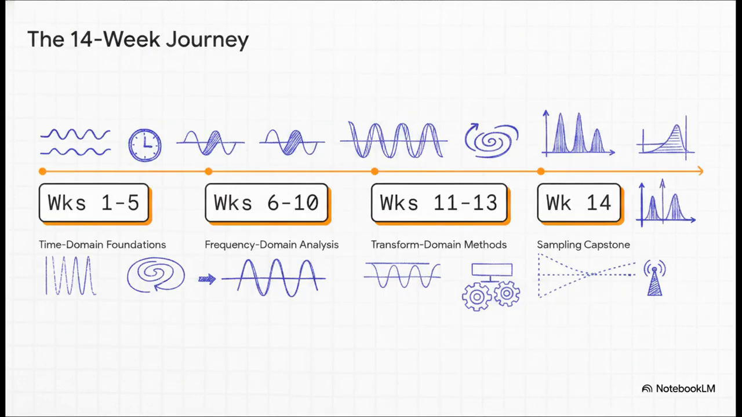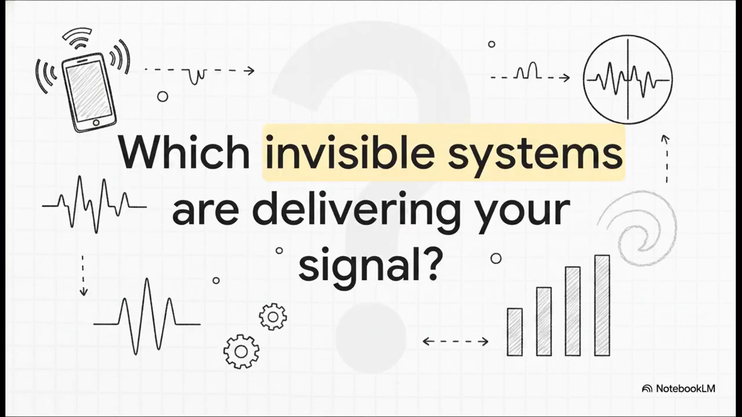So let's quickly recap this really beautiful chronological progression. Weeks 1 through 5 securely anchor us in the time domain. Weeks 6 through 10 pull back the curtain on the frequency domain. Weeks 11 through 13 introduce transform methods to handle unstable systems, and week 14 ties the whole shebang together with a sampling capstone. It really is a true structural triumph of curriculum design that turns high-level, intimidating math into a highly practical toolkit. Which brings us to our final thought for today.